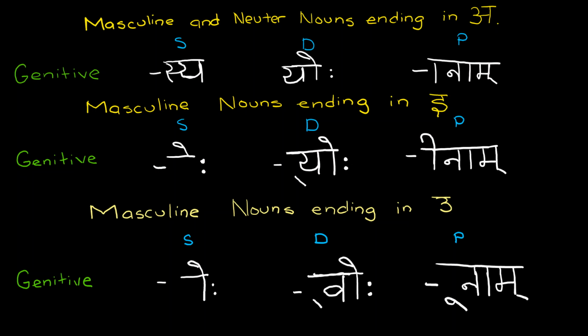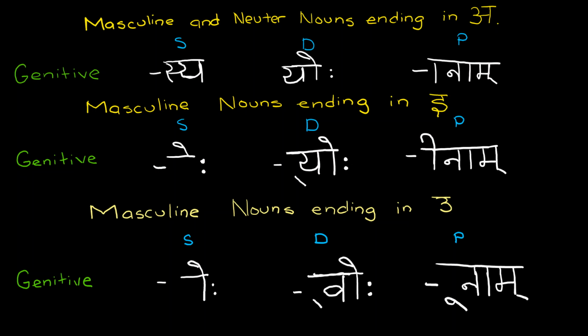So far we learned masculine and neuter nouns ending in a, masculine nouns ending in i, and masculine nouns ending in u. For masculine and neuter nouns ending in a, genitive singular is asya, dual is yoho, and plural is anam. For masculine nouns ending in i, genitive singular is eho, dual is yoho, and plural is inam. For masculine nouns ending in u, genitive singular is oho, dual is voho, and plural is unam.